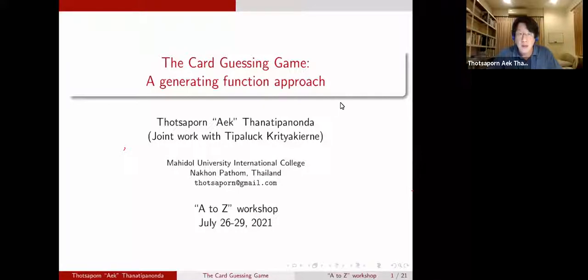I feel like he would love me to talk about anything, but he could be a little bit happier to see me playing games. It just happened that today I got a topic about a game that I want to present. This is joint work with my colleague Tipalak Kritiyakriyan. I think she's in the audience today also. This is a new work that we just finished.